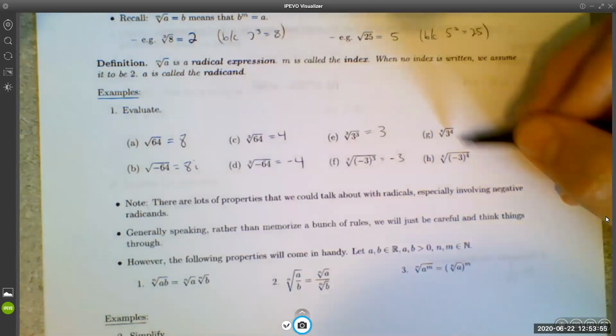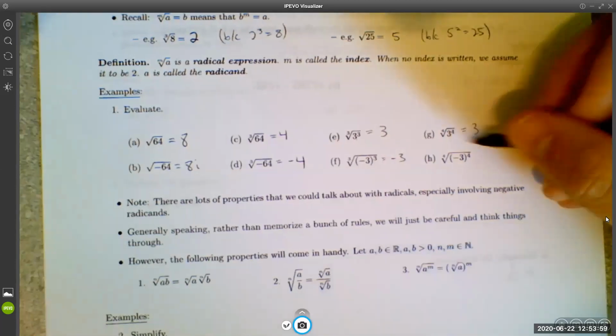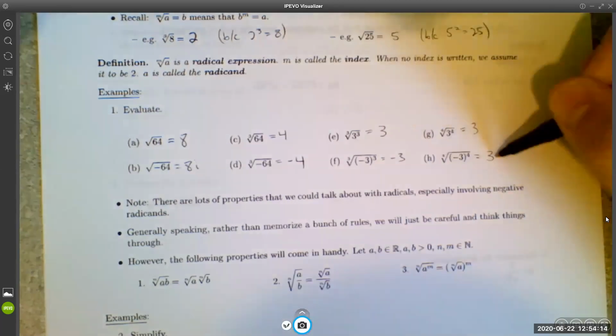3 to the fourth is 81, right? And fourth root of 81 is 3. But fourth root of negative 3 to the fourth is also positive 3. It's kind of this weird thing, right? But if you think about it, negative 3 to the fourth power would be positive 81, and then the fourth root of positive 81 is positive 3. So just be careful.